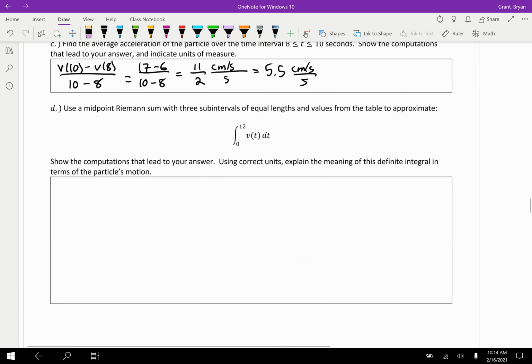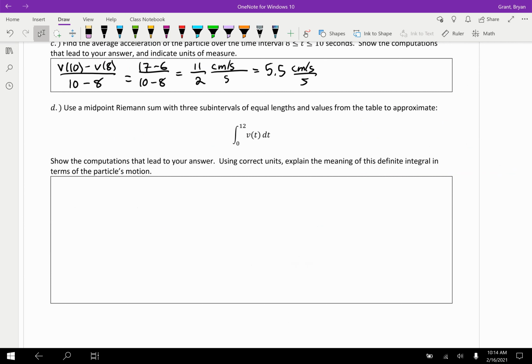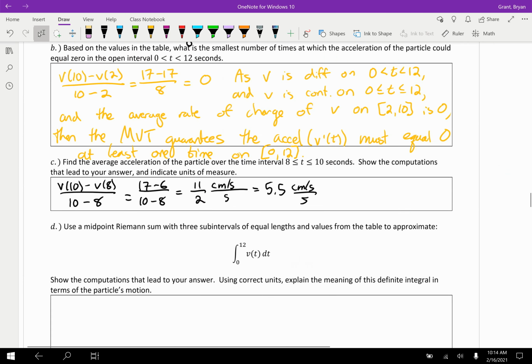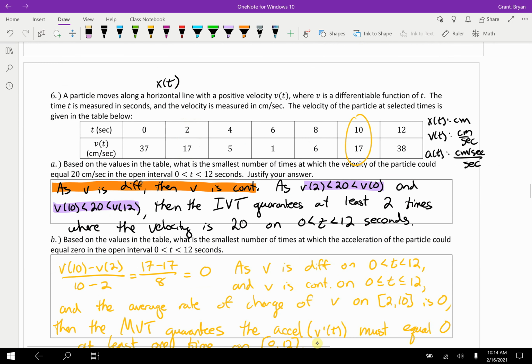Last but not least, use a midpoint Riemann sum with 3 subintervals of equal length and values to approximate the integral from 0 to 12. Okay. I'm actually recording this right after my topic 5 exam, grading it, and I would say the most commonly missed question was on a midpoint Riemann sum. And I think it was because people tried too hard to understand what a midpoint Riemann sum was from a table.